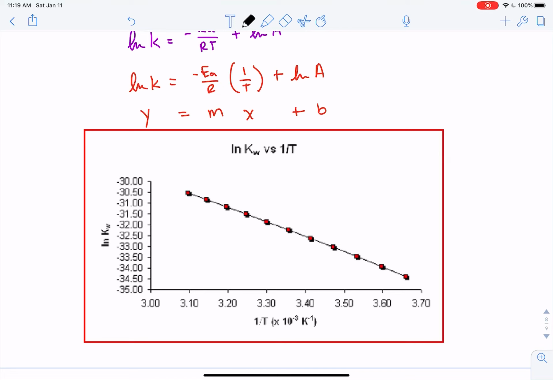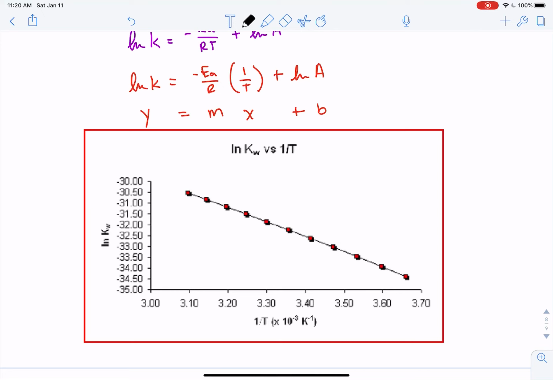But be careful on these graphs, because sometimes the IB will manipulate the axes. If you notice on this graph, it says 1 over T, but the number here is times 10 to the negative third of the actual value. So this is 3.30 times 10 to the negative third. Pay attention to that, because if you don't write that, your answer will be off by a factor of 1,000. That's a significant difference. So pay attention to the units of the axes. Okay? So we graph natural log of k versus 1 over temperature.